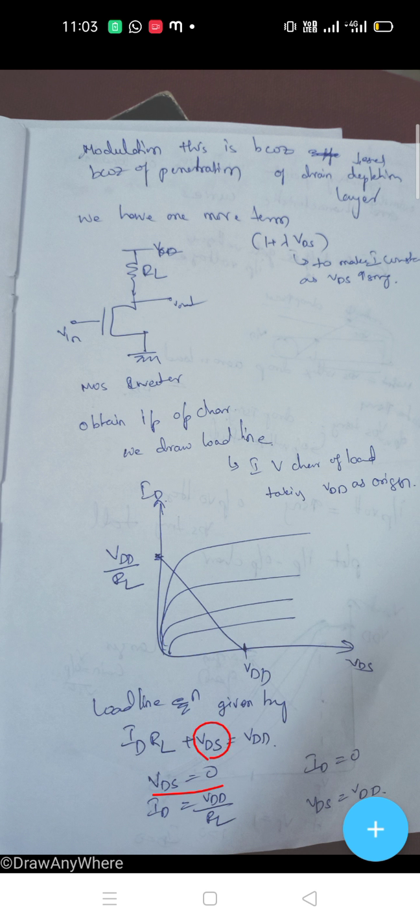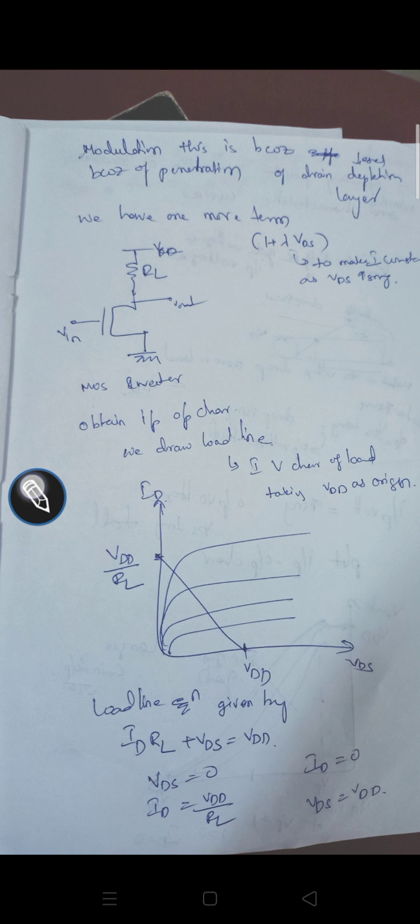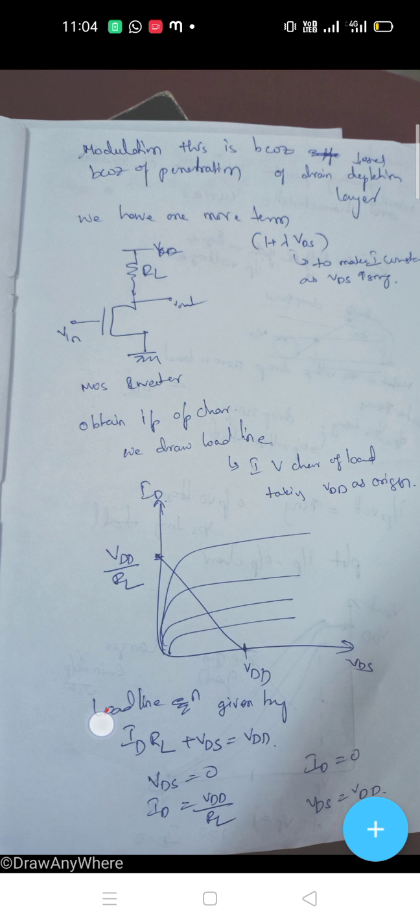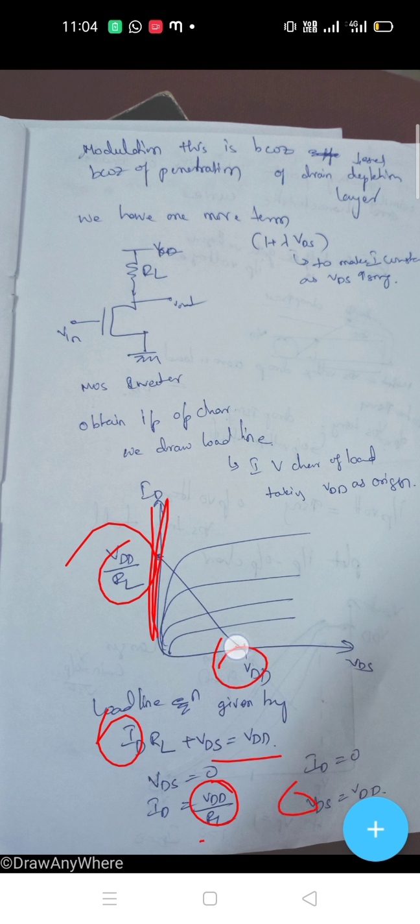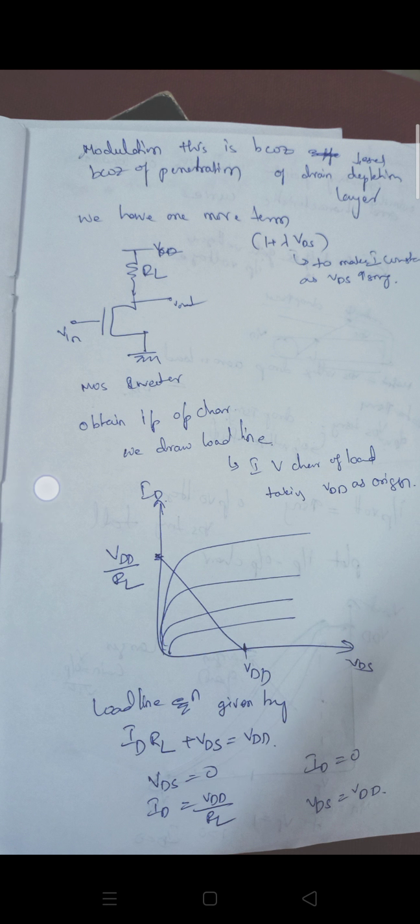Then VDS equals 0 means what is the ID equation? ID is equal to VDD by RL. And when ID is equal to 0, what happens? VDS is equal to VDD. So in the current axis, what is the point we got? VDD by RL. And in the VDS axis, what we got? VDD. This is the VDD point and this is the VDD by RL point.